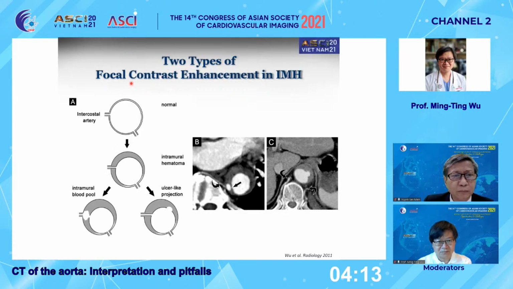Therefore, we have two types of focal contrast enhancement for differential diagnosis. First one is the early recognized ulcer-like projection. It has a widened opening and is close to the inner side. The other one is intramural blood pool. It has a very tiny connection just like an intercostal artery, and the contrast is more outside and may connect with the intercostal artery or branch artery, and we call it intramural blood pool.